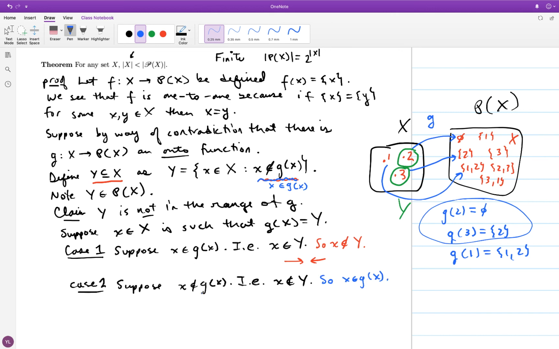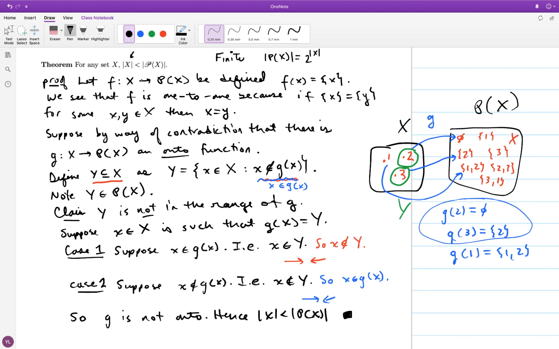Uh-oh, that's a contradiction as well. Because I started with X not being in G of X, and I concluded that X must be in G of X. So again, this proof by contradiction is a little bit subtle. I should make a conclusion here. So G is not onto.